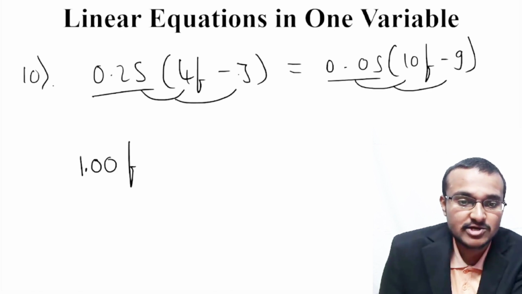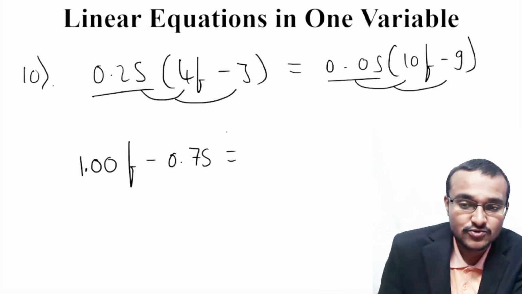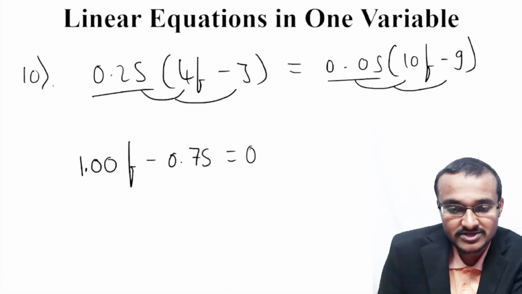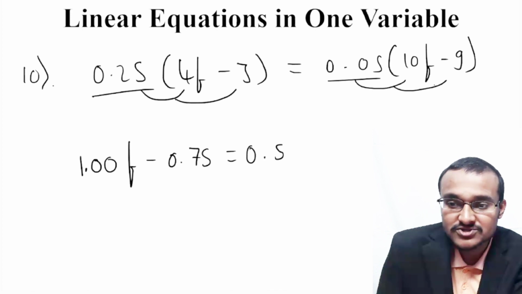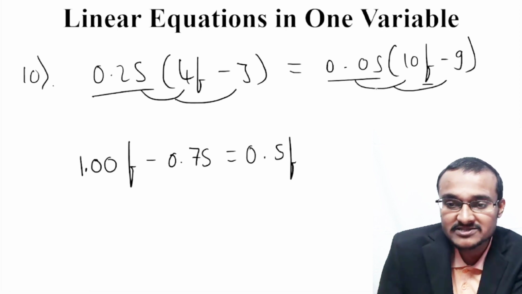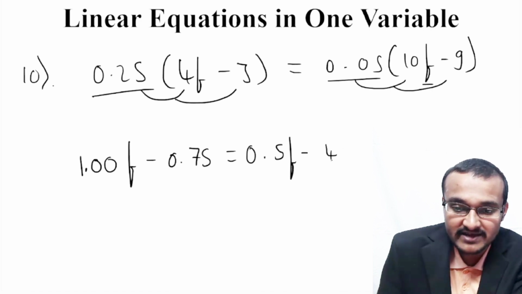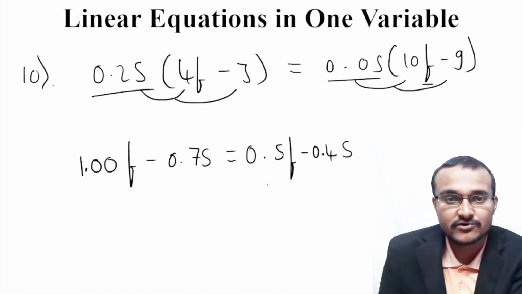When you multiply this 0.25 with minus 3, you will get minus 0.75. Similarly, when you multiply this 0.05 with 10, 5 into 10 will be 50. After two numbers you should put the decimal point, so it will be 0.5, and f is there, so 0.5f. Now you can multiply this 0.05 with minus 9 as well. 9 5s are 45, minus is there, so minus 45. After two numbers you should put the decimal, so that will become 0.45.